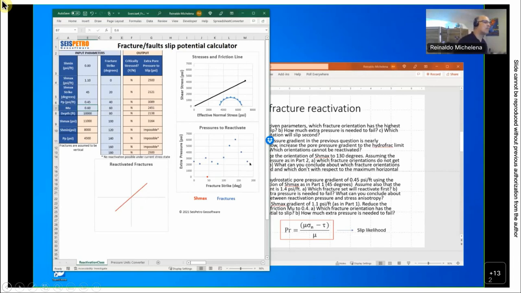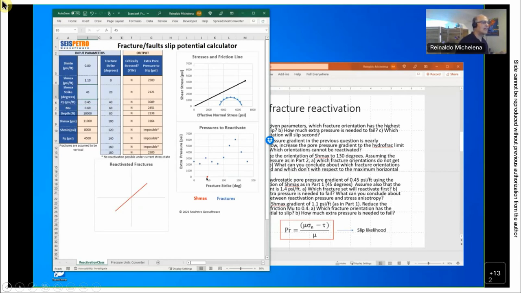Okay, this is how much extra pressure you need to apply. So you can see here easily that this red point is the orientation of the maximum horizontal stress, SH max. This tells you that these two fractures are the closest to 0.